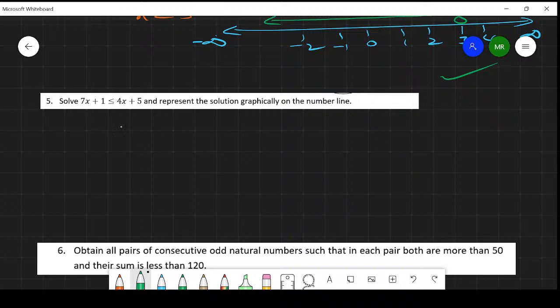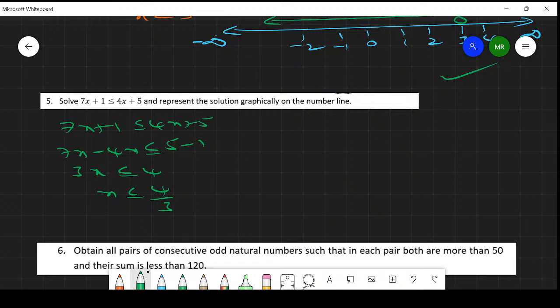Now you can see again 7x plus 1. You can write 7x plus 1 less than or equal to 4x plus 5. Transfer one side: 7x minus 4x less than or equal to 5 minus 1. Variables one side, you will get 3x. 7x minus 4x is 3x, less than or equal to 5 minus 1, 4. So x less than or equal to 4 by 3. I got x less than or equal to 4 by 3.